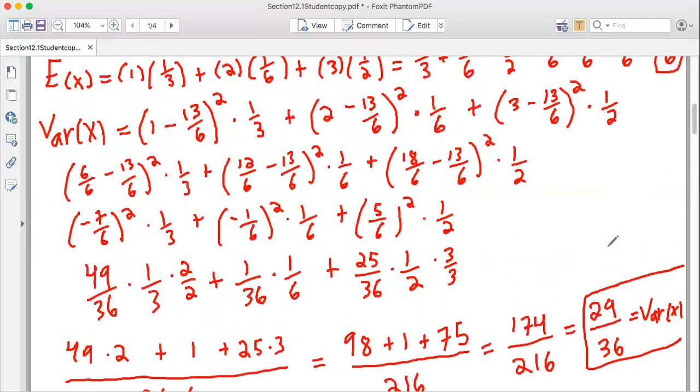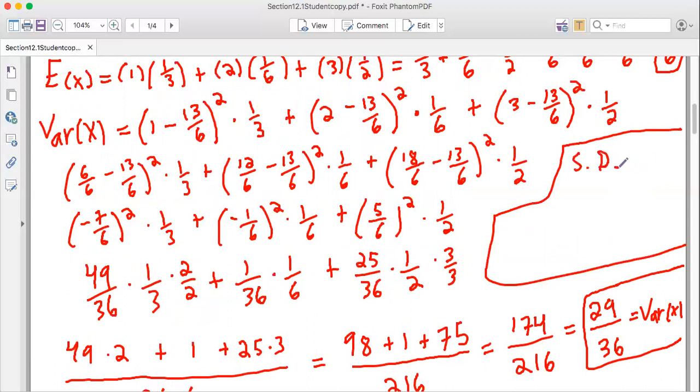Now with a little bit of space that I have left over, I can now find the standard deviation. The standard deviation, I abbreviate this SD for standard deviation, is just the square root of the variance.